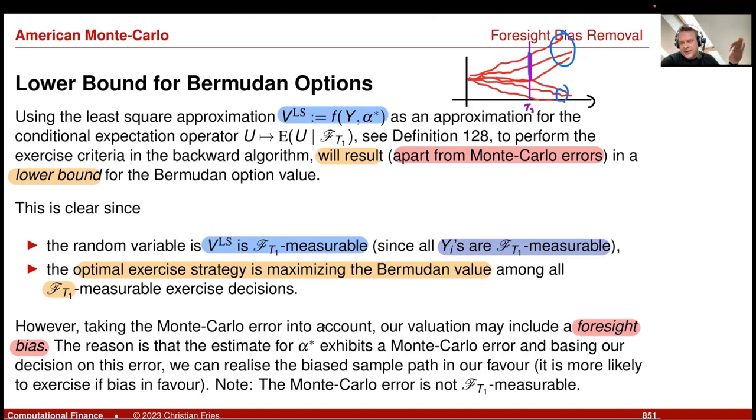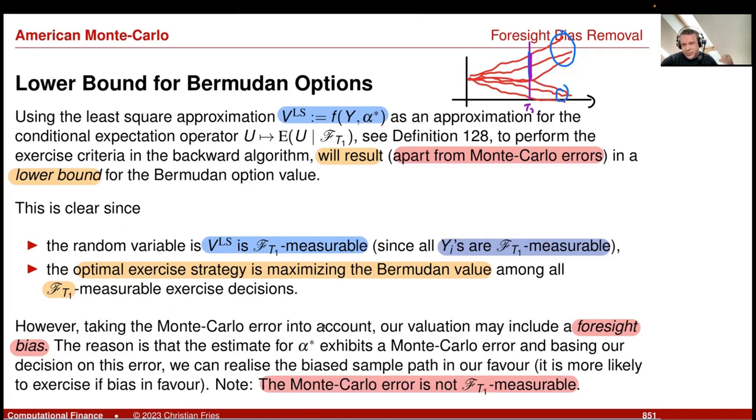So you know there is a region where I get a little bit more, but that little bit more that you get is the Monte Carlo error. So by your exercise strategy and your financial product, you can cash in the Monte Carlo error. You have knowledge about the future because these random variables, if they are Monte Carlo approximations, are not completely F_T1 measurable. There is a little bit of noise from the future, or put differently, the Monte Carlo error is actually not F_T1 measurable. So you are optimizing among random variables that have knowledge about the future, and you get some.